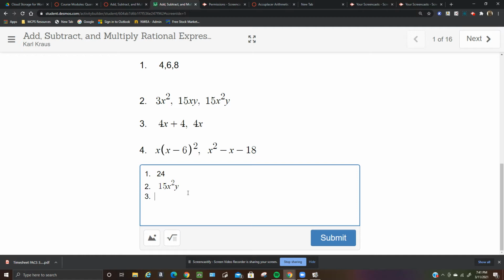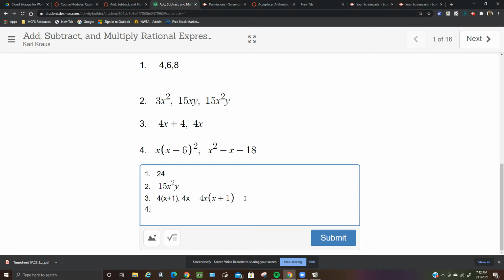And then 4 is actually, it would be 4 times x plus 1 and 4x. So the least common multiple would be 4, and then you take the variable to the highest power x and the expression to the highest power x plus 1. So the least common multiple there is 4 times x plus 1, 4x times x plus 1.